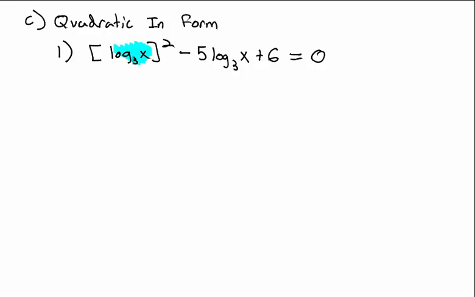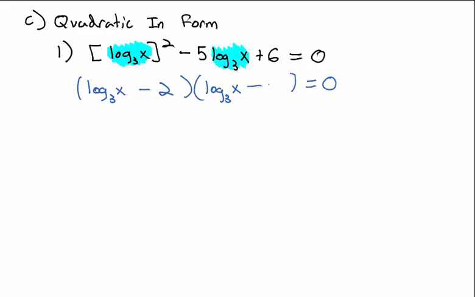What I do notice is we've got this log base 3 of x, where one of them's squared, one of them's not. This is essentially quadratic in form. So we can factor it where log base 3 of x squared is log base 3 of x times log base 3 of x. And 6 is negative 2 and negative 3, which then gives you that negative 5 in the middle. So now all we have to do is set each factor equal to 0. In the first factor, we add 2 to get log base 3 of x equals 2. In the second factor, we add 3 to get log base 3 of x equals 3.